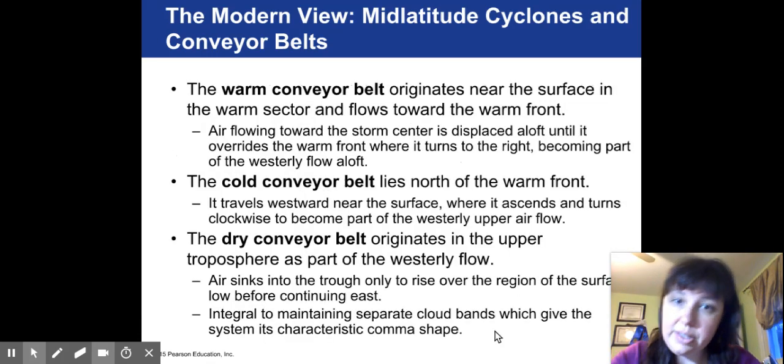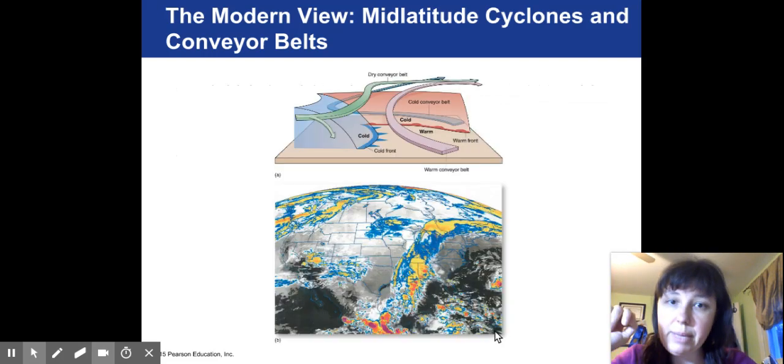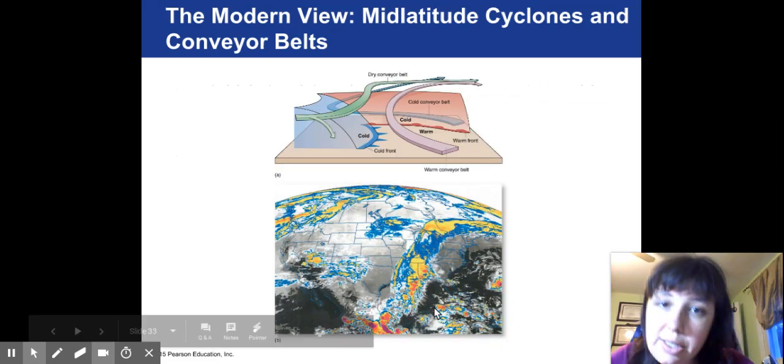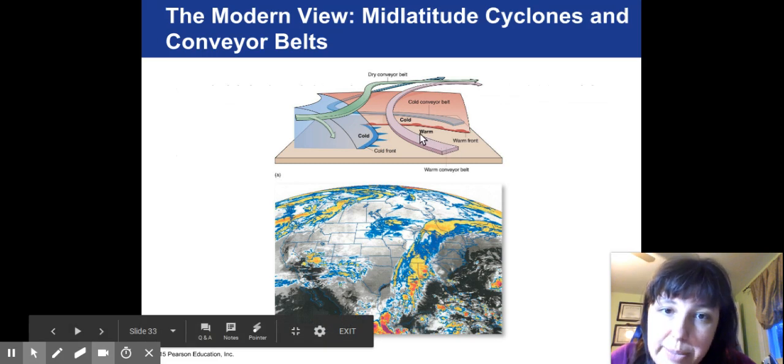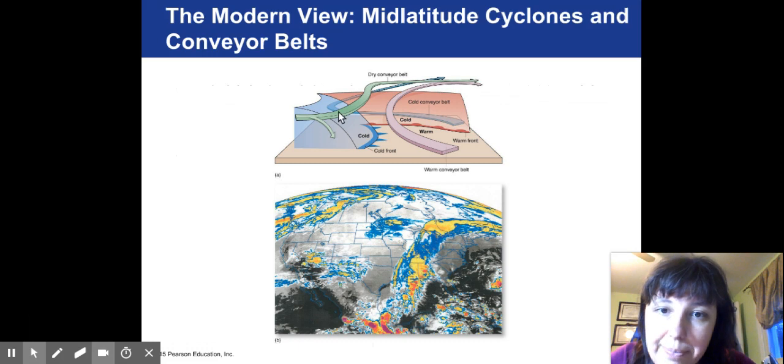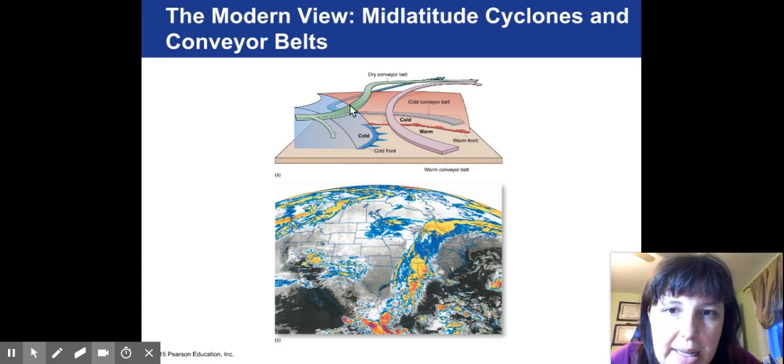And this just goes through what is a warm, what is a cold, what is a dry conveyor belt. But this is what it looks like. So this is what I'm trying to get you to see. And so here is a warm conveyor belt occurring. Here is my dry conveyor belt occurring. And here is my cold conveyor belt occurring, which is sort of in the back. And it shouldn't be over here. It should actually be kind of along this front line and feeding in and spinning up.